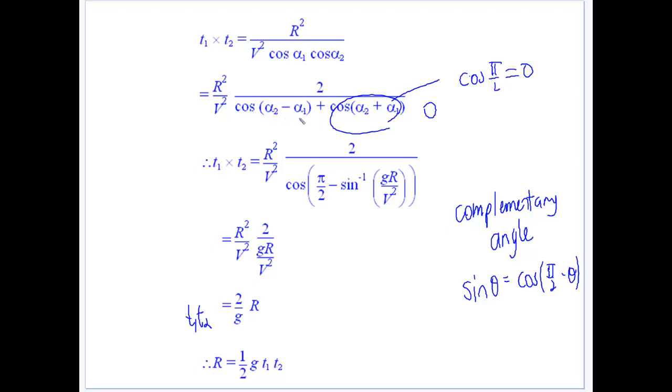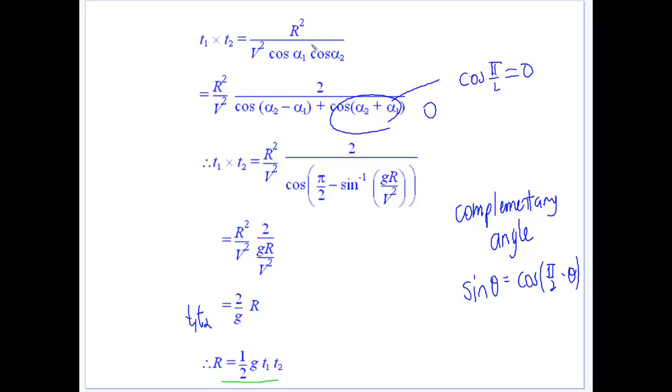Then it simplifies down just to sine of inverse sine of gr on v squared. So we just get the 2 on gr on v squared. We can then start to clean that up. Our r's will cancel, v squareds will cancel, and we get 2g on r, which leaves us with the r, the half g t1 t2 that we need to find.